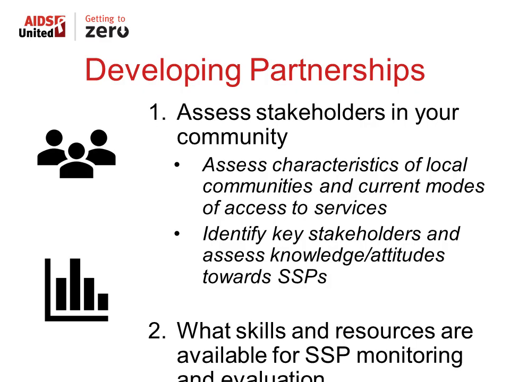When developing partnerships, assess stakeholders in your community. Assess the characteristics of local communities and current modes of access to services. Identify key stakeholders and assess their knowledge and attitudes towards Syringe Services Programs, and consider what skills and resources are available for Syringe Services monitoring and evaluation. Assess stakeholders in your community who may have the skills and resources to help with program monitoring and evaluation.